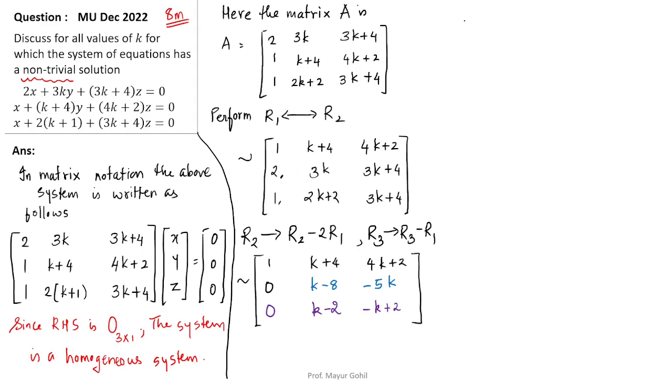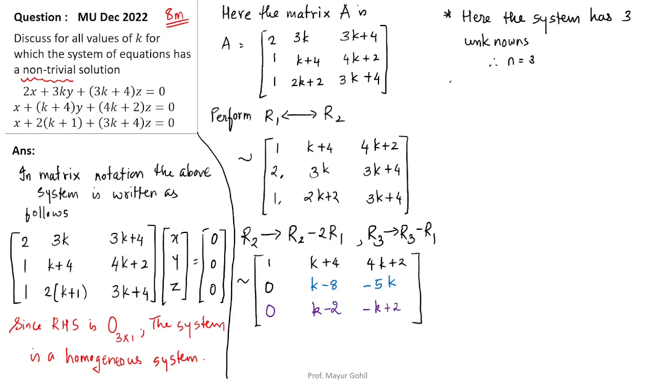What is it asked? We want a non-trivial solution, right? And the system is a homogeneous system. So here first thing we write. Okay, so now we write here. Here the system has three unknowns. Therefore, n is equal to 3.